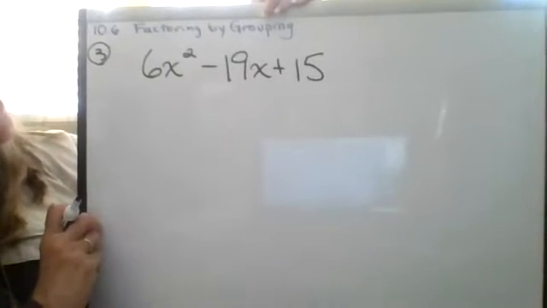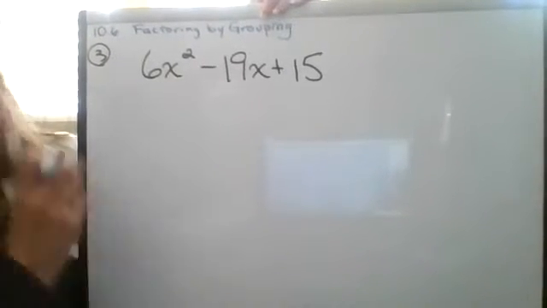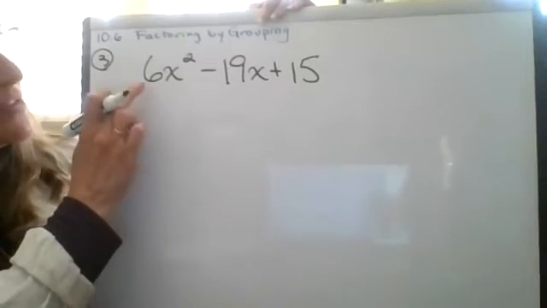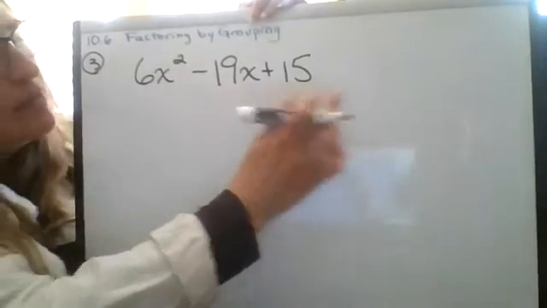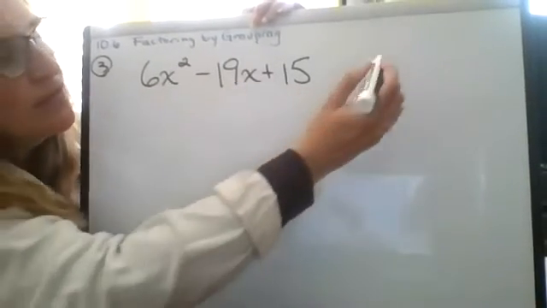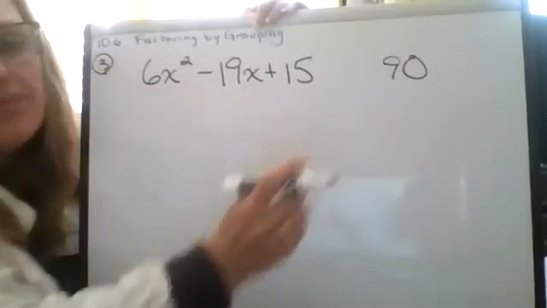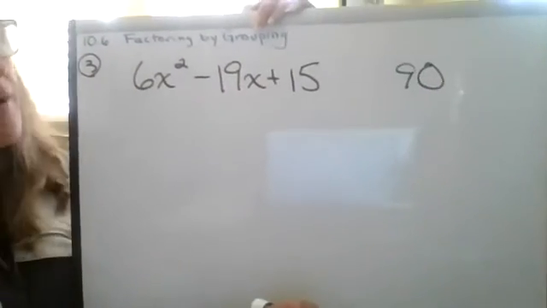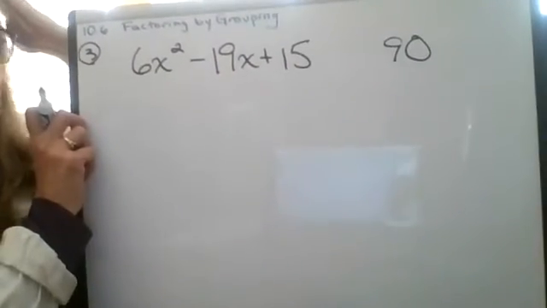Example 3, 6x squared minus 19x plus 15. So again, what do I do first? I take this number and I multiply them. So 6 times 15 gets us 90. So that's the number we're going to find factors for.